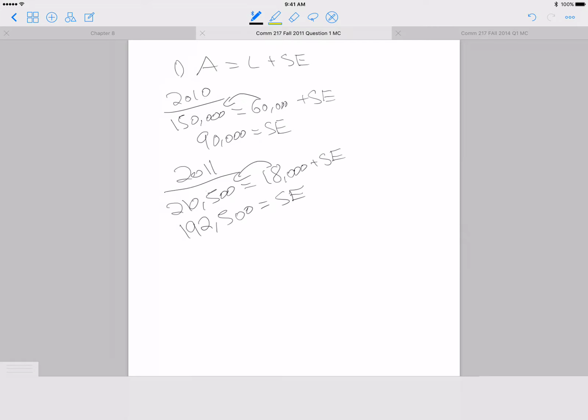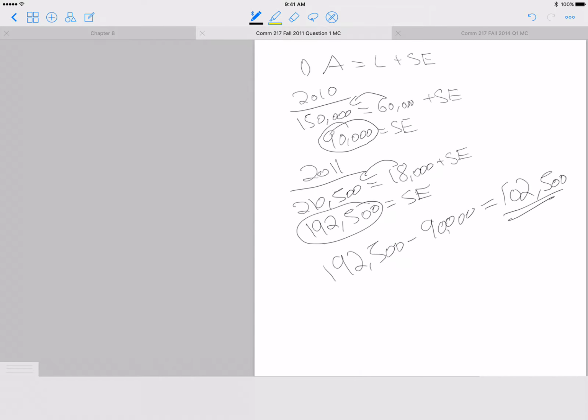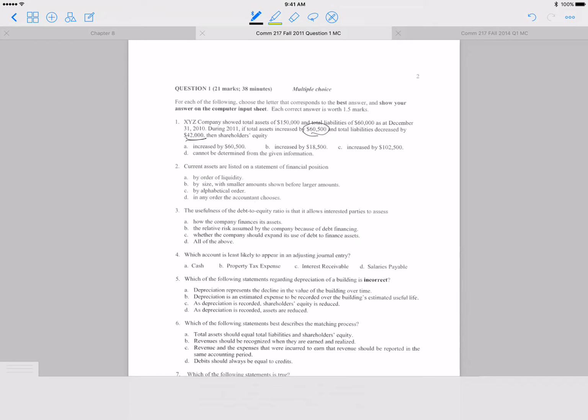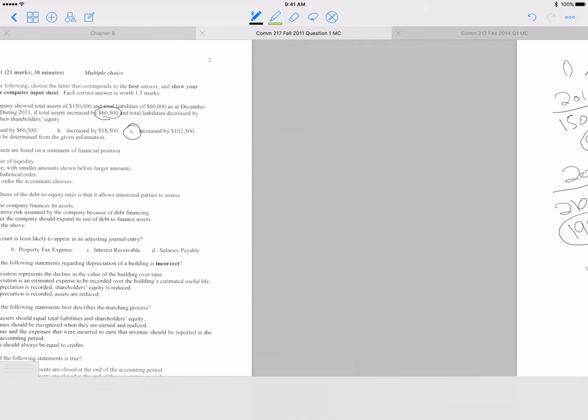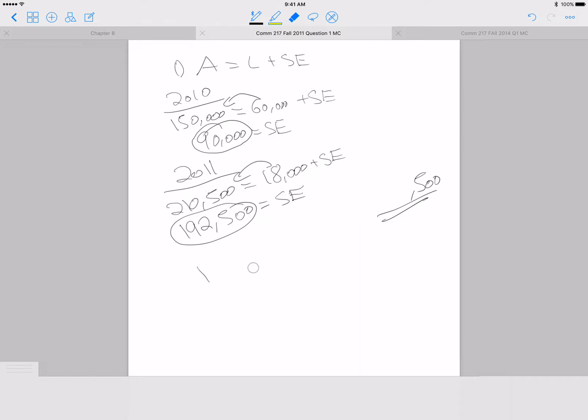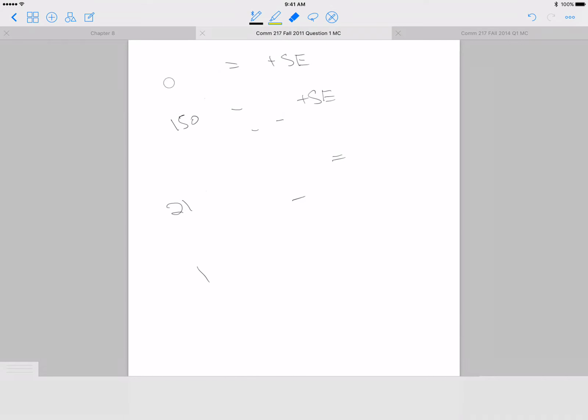But now they're asking you what the increase was. So you just take the 2 years and get the difference, which is $102,500 as your answer. And as you can see, C shows that answer, and that's what we get. And let me just go and erase this now so we can do the next question.